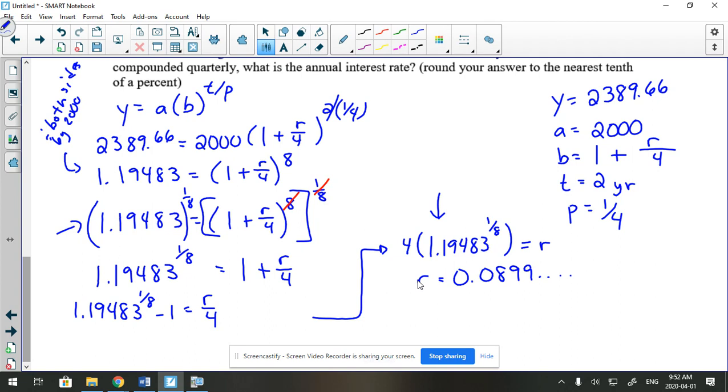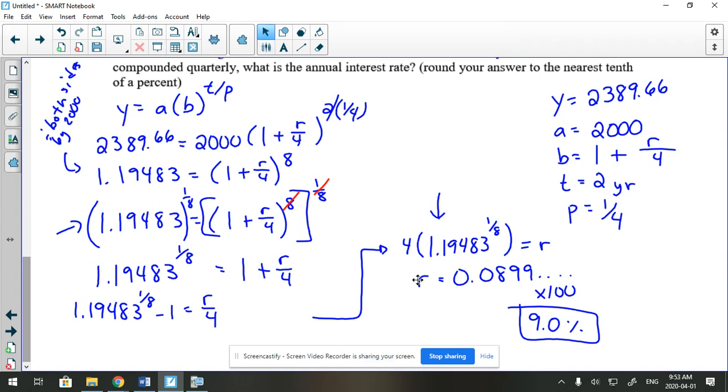That's my answer, but we want to round my answer to the nearest 10th of a percent. So I'm going to multiply this by 100 to change it into a percent, and then I'm going to round to the nearest 10th. So it becomes 8.99%, but rounded to the nearest 10th, it ended up being 9.0% would be my interest rate. And that's the answer for that one. So a little bit trickier in the calculator, but make sure you practice them and you'll be good to go.